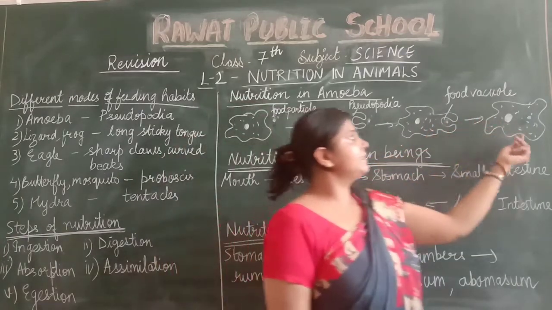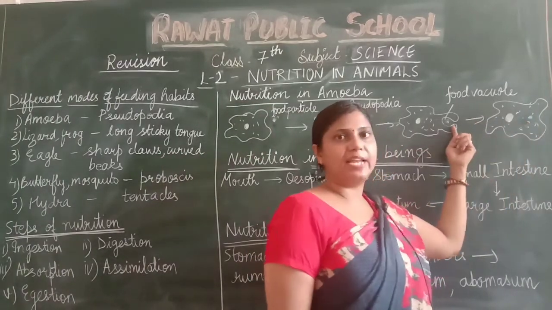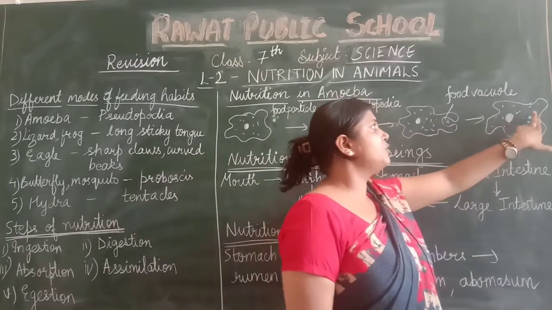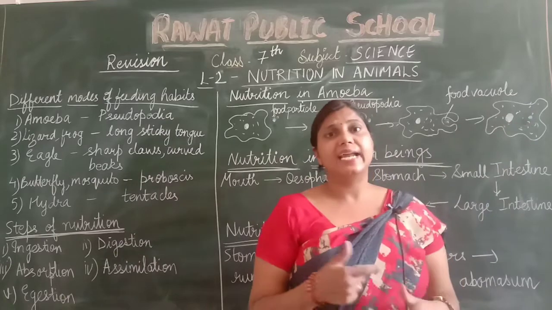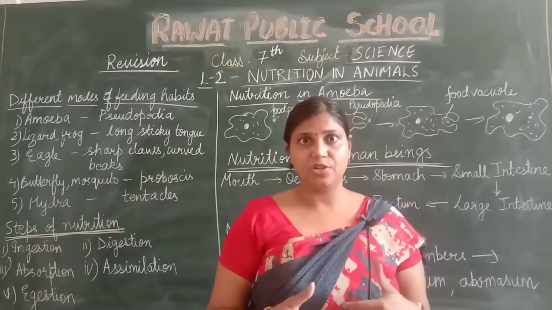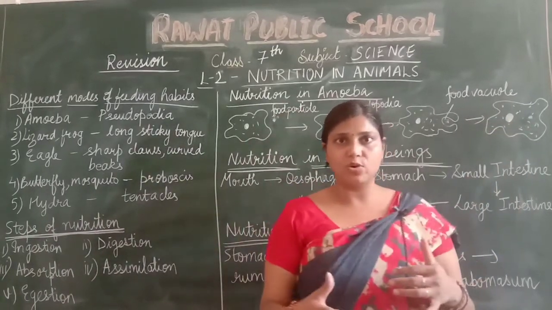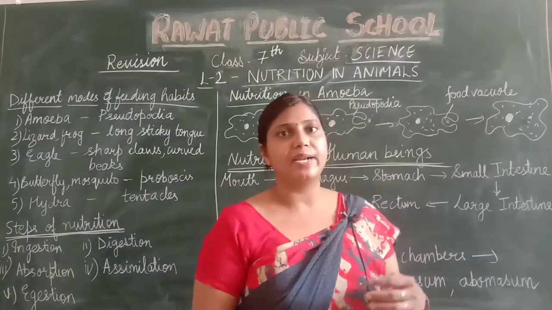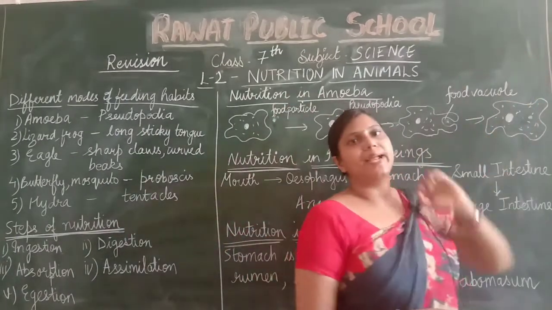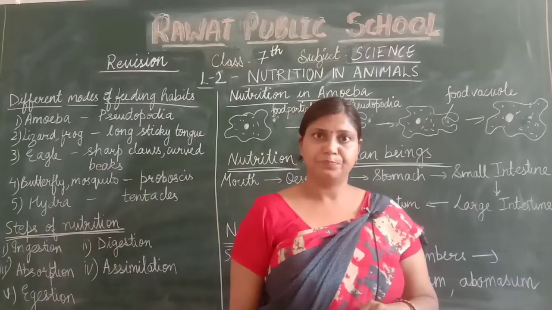Now in the next step, the vacuole gets eliminated and the particle comes inside the body of the amoeba. Then it gets digested. Digestion takes place, the food particle is broken down, the food is absorbed, and the unwanted material is thrown out by the body of the amoeba.